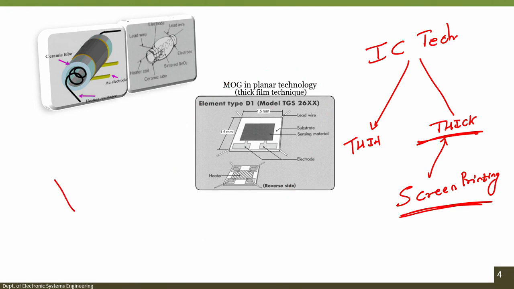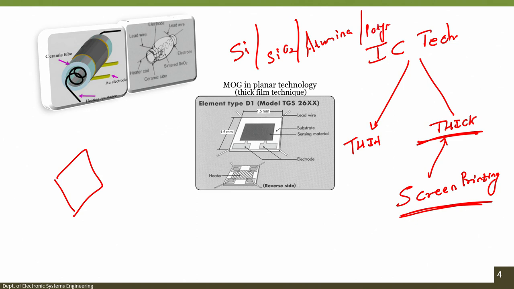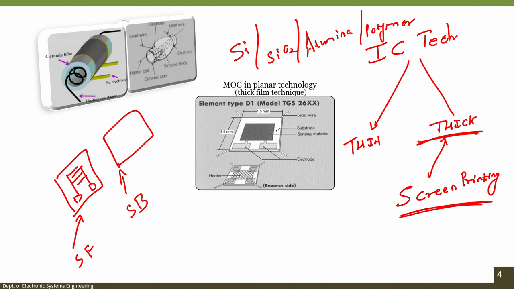If you take a substrate, the substrate can be silicon, silicon dioxide, alumina, or the substrate can be polymer also. So if I take this substrate, this is the substrate front side, this is the substrate back side, then I have an electrode like this, and on that electrode I use a sensing material, which is my metal oxide semiconductor, and on the back side, I have a heater.